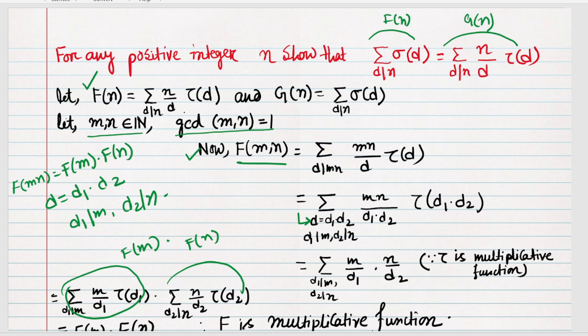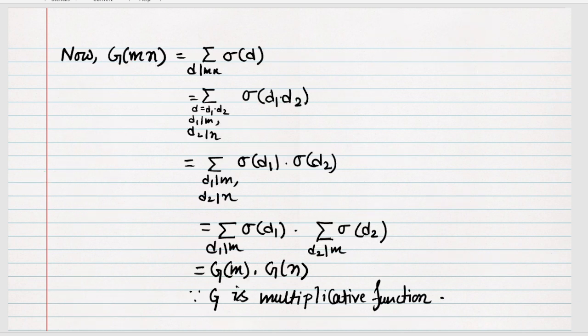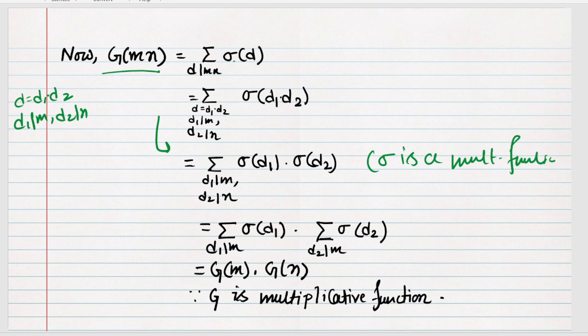In our next case, we will show that g of n is multiplicative. We start with g of mn, which is given as the sum of sigma of d. As earlier, we write d equals d1 times d2, where d1 divides m and d2 divides n. That means sigma of d1 times d2, and since sigma is also a multiplicative function, this becomes sigma of d1 times sigma of d2. The d1 part we can write as g of m, and the d2 part as g of n. So g can also be represented as a multiplicative function. So we have that f and g are both multiplicative functions.